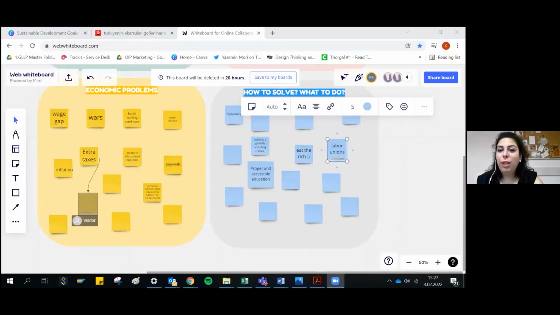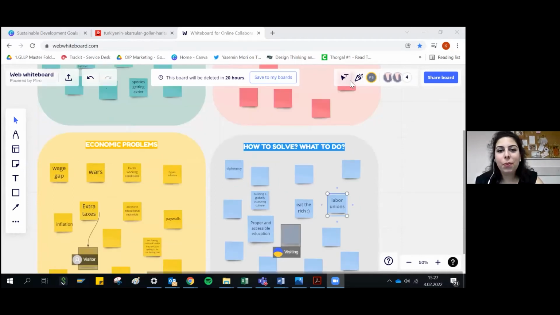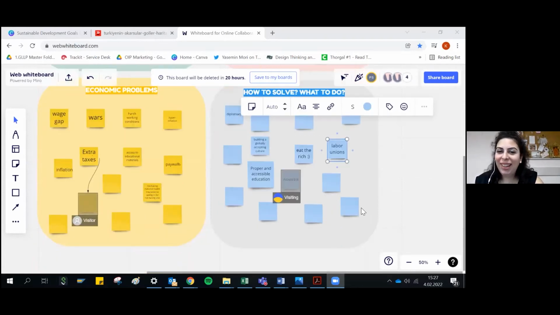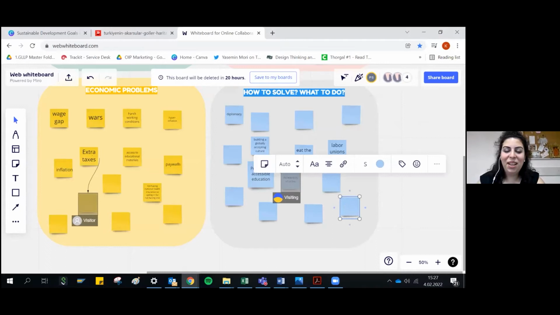Proper and accessible education. Any other thoughts? We still have some time. Protests. Okay. But what do you want to get with the protest? Actually, that would be a good way to think. A global agreement or awareness campaign that is not dependent on one's interest. Okay. Global agreements.